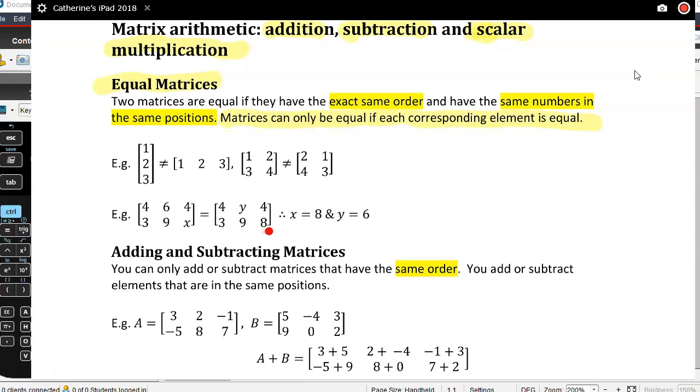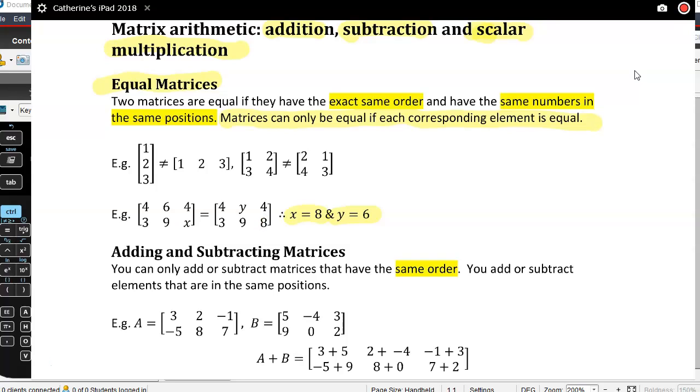And again here, if these two matrices are equal and they've got the same order, and as far as we know those elements are the same, because they are equal and the elements are the same, that means that y has to be equal to 6, because they are in the same position, and that x has to be equal to 8 because they are in the same position.